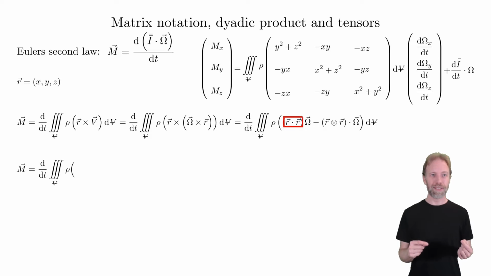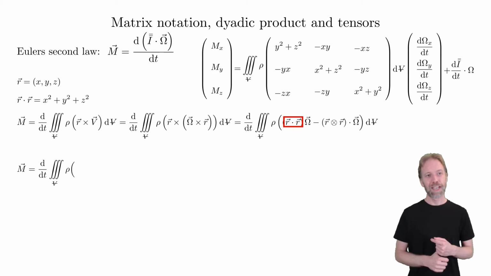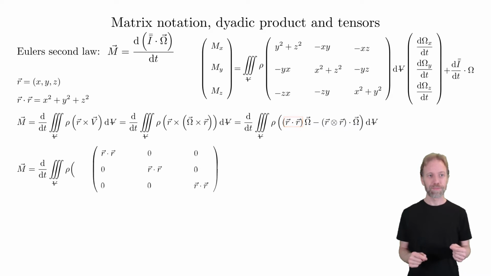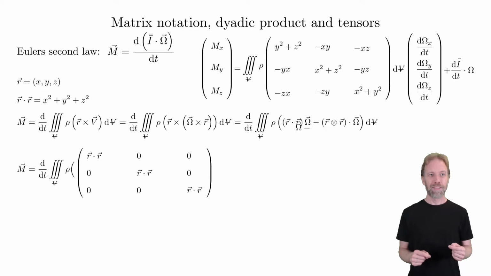r dot r is the length squared, which is x squared plus y squared plus z squared. This is a scalar, but we saw that we can write a scalar as a diagonal matrix with its value on the diagonal. We have to add the dot product with the rotational velocity to ensure that we still get a vector at the end. Write the matrix for the dyadic product.